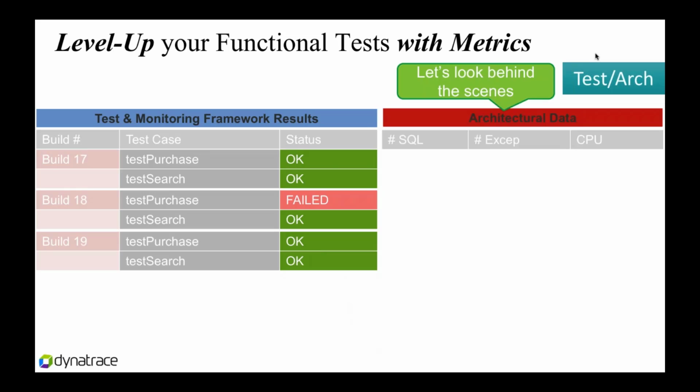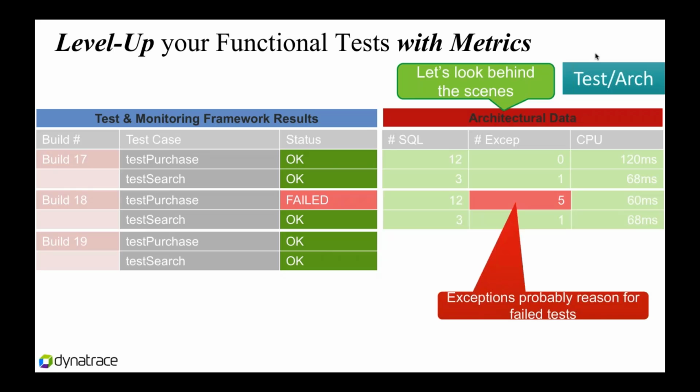When build number 17 was made, with Dynatrace agent-based technology you can find out how many SQL statements were made in test purchase and how many exceptions there were. You also get the CPU information, how much CPU time was spent executing those two test cases. With test purchase there were 12 SQL statements, and with test search there were 3 SQL statements. And when build 18 failed, what really happened?